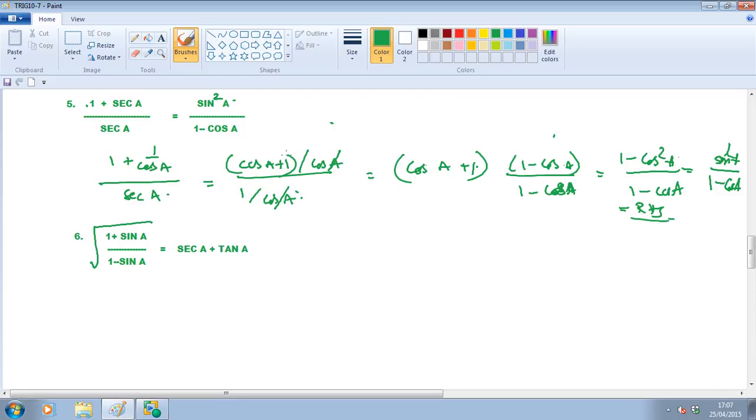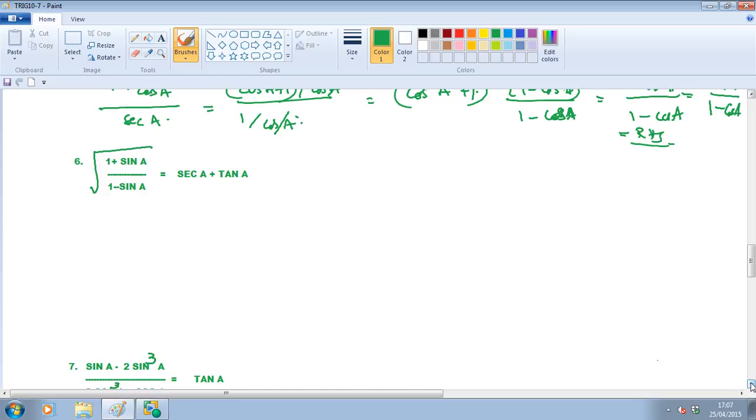The manipulation. What is the available information? Next problem. Square root of 1 plus sin A divided by 1 minus sin A is equal to secant A plus tan A. No, just we will square both sides. So 1 plus sin A divided by 1 minus sin A is equal to secant A plus tan A, the whole square. You can do it this way also, square both sides.